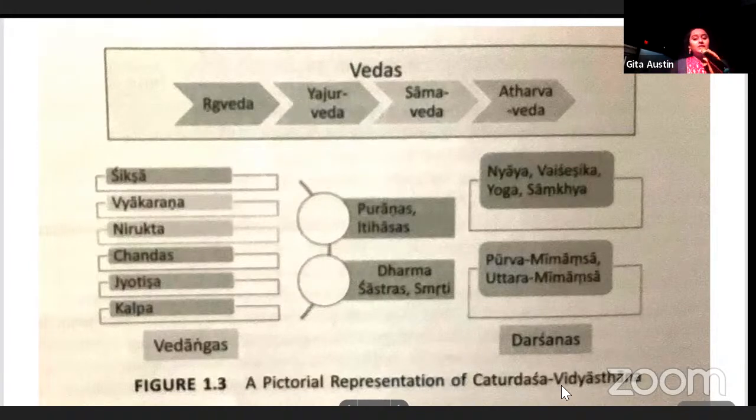So this is called the Chaturdasha Vidyasthana. If you count, there are 14 elements to knowledge. Similar to this, we have Chatushashti Kalas, which are the 64 arts in India. So this is just a brief intro to where Ayurveda fits into this whole system and how we can understand Indic knowledge better by seeing the whole, looking at it in a broad perspective.